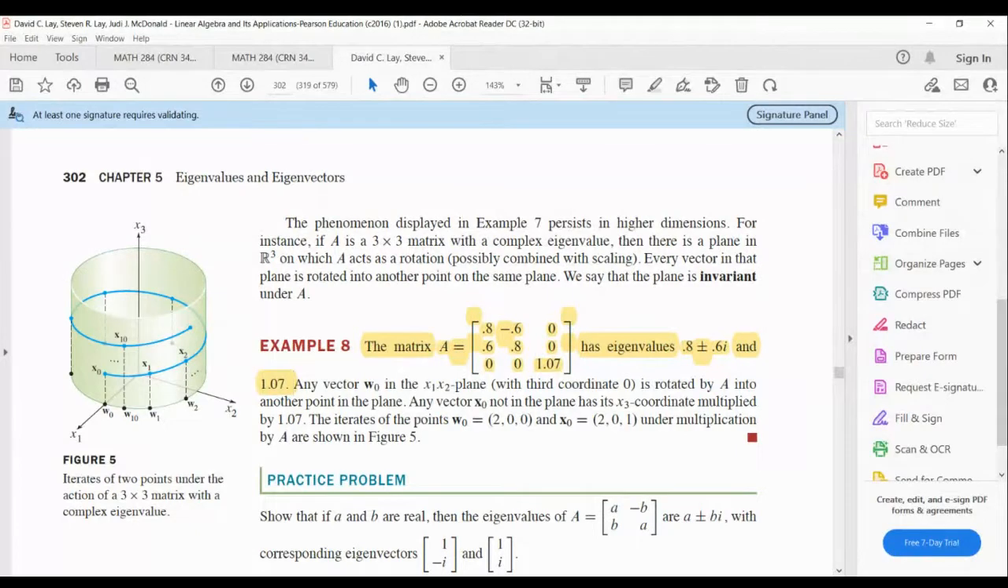I'm not worried about invariance right now, but they mention that this matrix, and they would have used MATLAB to get this, has eigenvalues 0.8 plus or minus 0.6i and 1.07. So it's a 3x3 matrix. In this case it has three distinct eigenvalues. And let me ask you this.